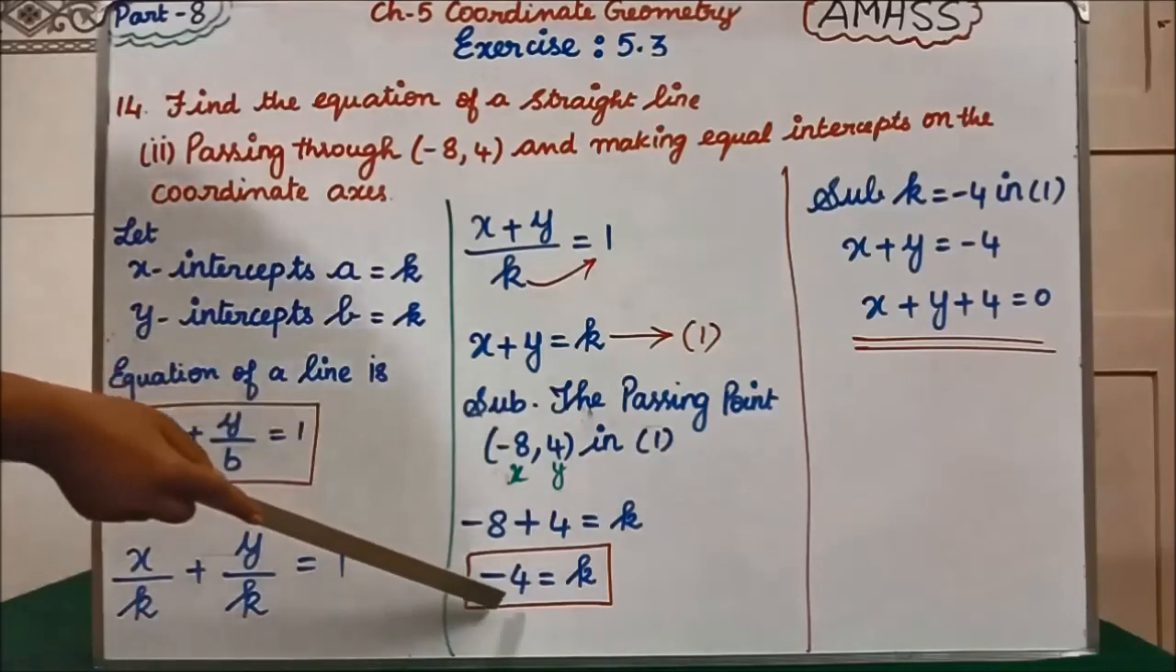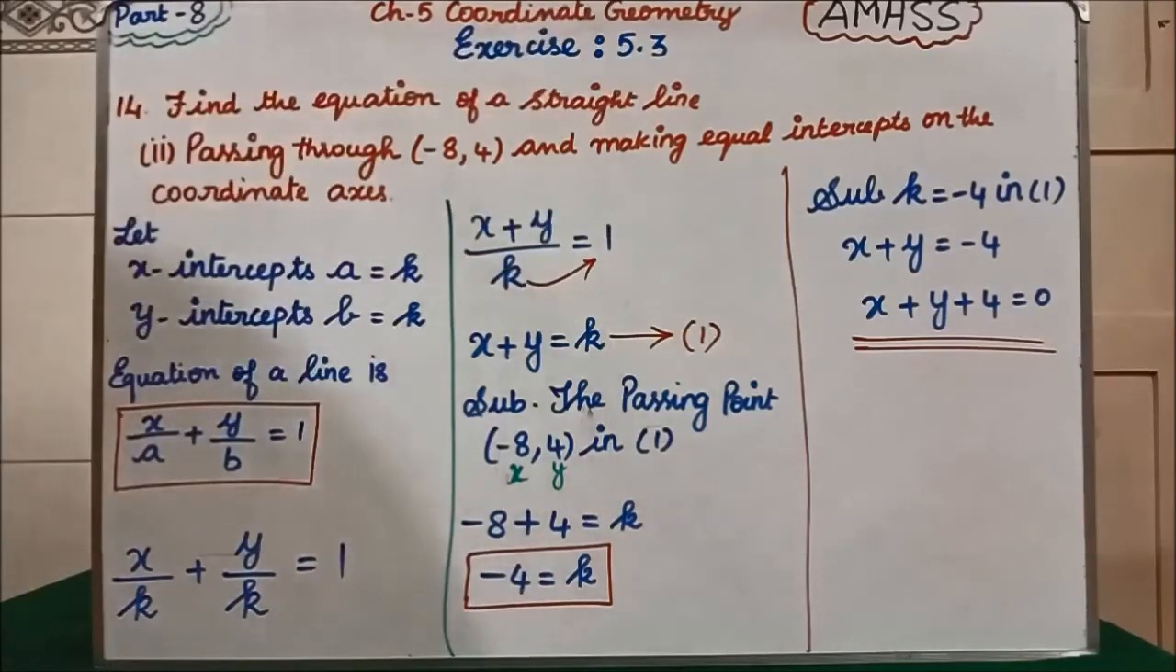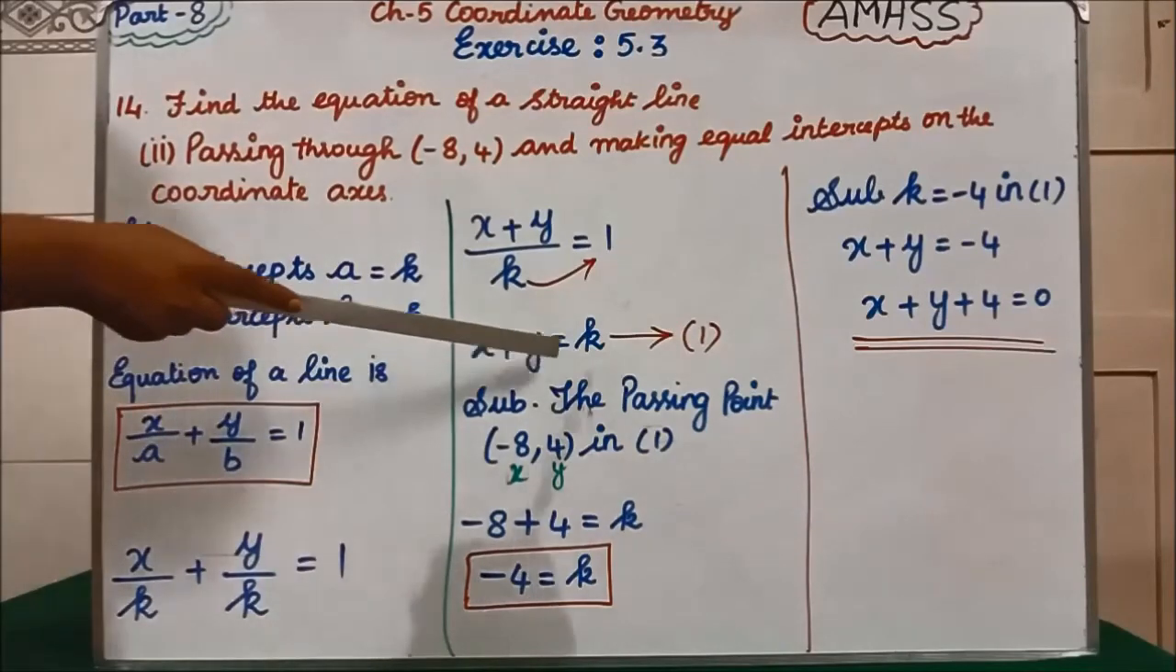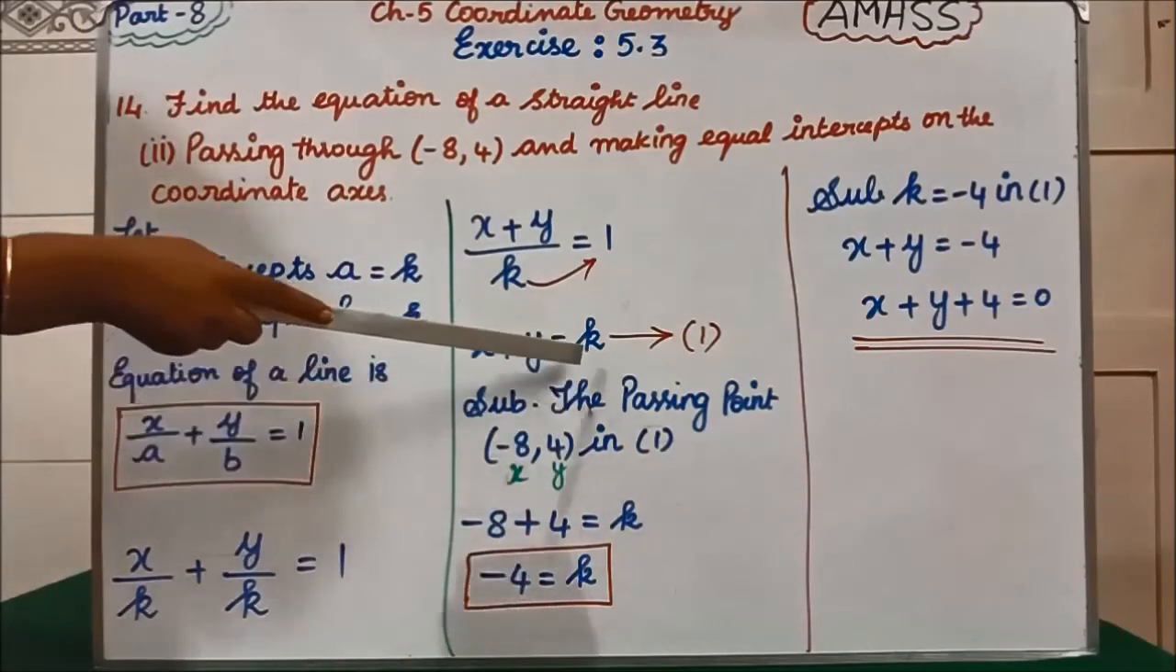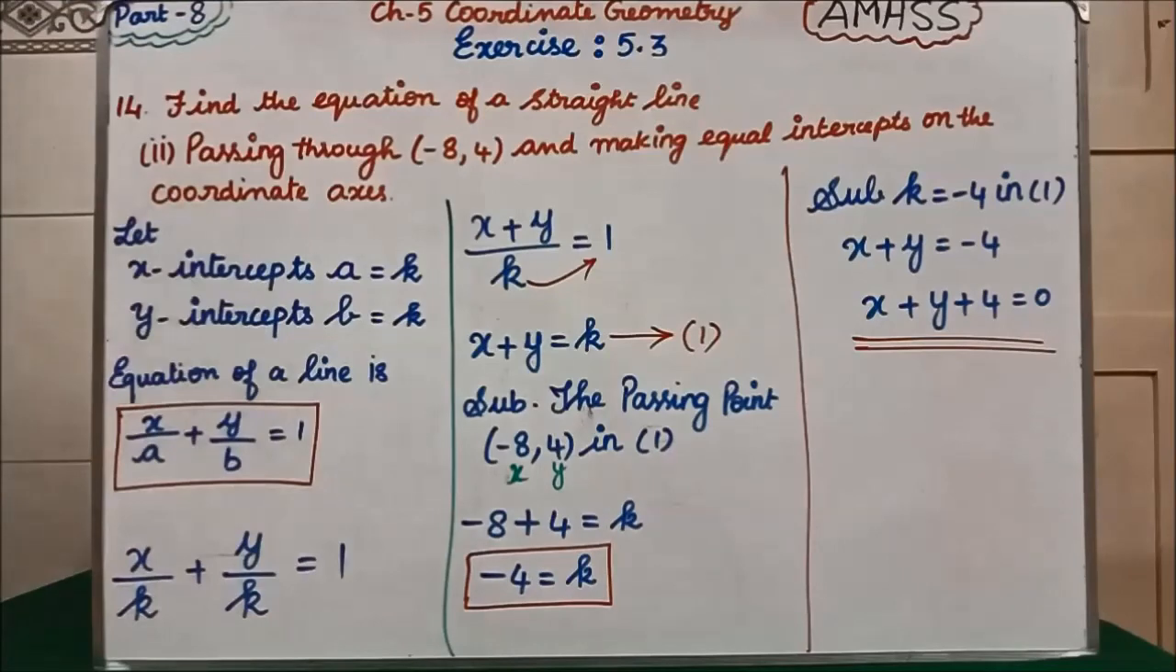Again, we have to substitute the k value in equation 1. x + y = , what is the k value? Minus 4. Now, how do we have to write the equation of a straight line? X term, y term, constant term. So we are taking that minus 4 to the other side. It will become what? Plus 4. So x + y + 4 = 0. This is the equation of a straight line.